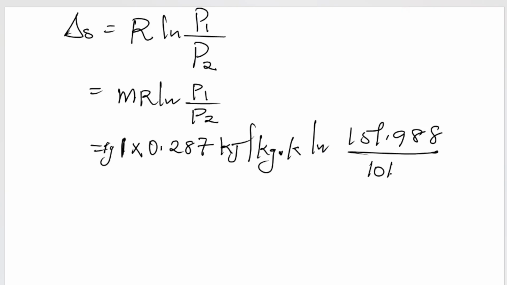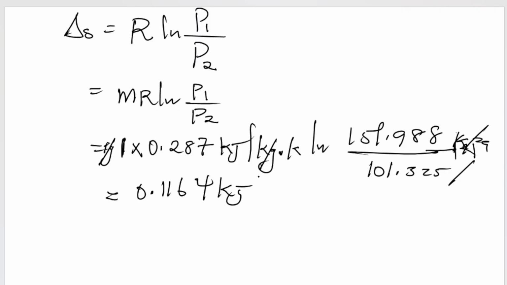Your P2 is 101.325. This is also in Kelvin. This is in kilopascal, right? So since this is in kilopascal, kilopascal will cancel out kilopascal, and you are left with kilogram here. Your kilogram here will cancel out your kilogram. And if you punch this on your calculator, you simply have a value of 0.1164 kilojoules per Kelvin. So this will be the value for your change in entropy.